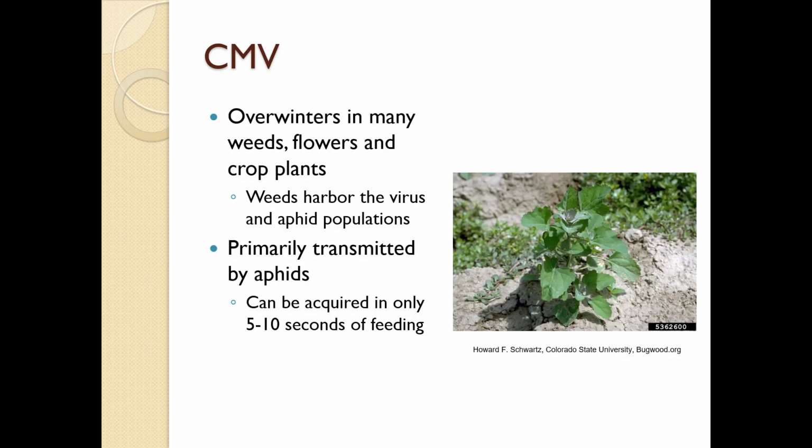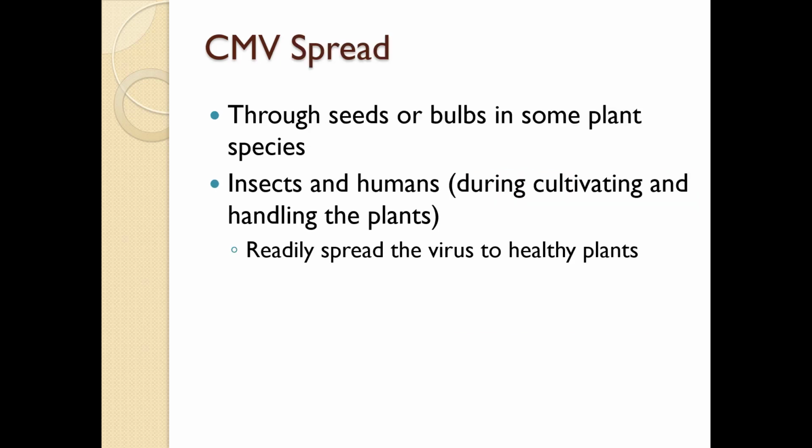So it overwinters in many weeds and flowers and crop plants. So weeds harbor the virus in aphid populations. So this is lamb's quarters. It's primarily transmitted by aphids, and they can acquire it in only 5 to 10 seconds of feeding. It can also be spread through seeds or bulbs in some plant species. Insects and humans, during cultivating and handling of plants, readily spread the virus to healthy plants.